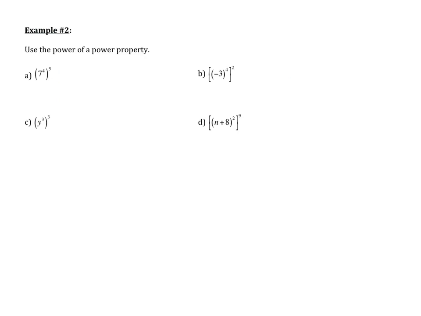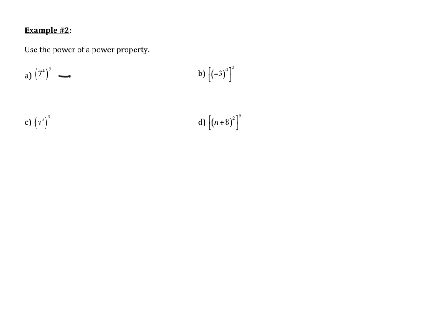So here's example number 2, use the power of a power property. So just like before, we're going to leave these in exponential form, meaning we're just going to leave it as 3 to the 3rd or 4 to the 10th or whatever the case may be. So we have a power to a power, so we multiply.